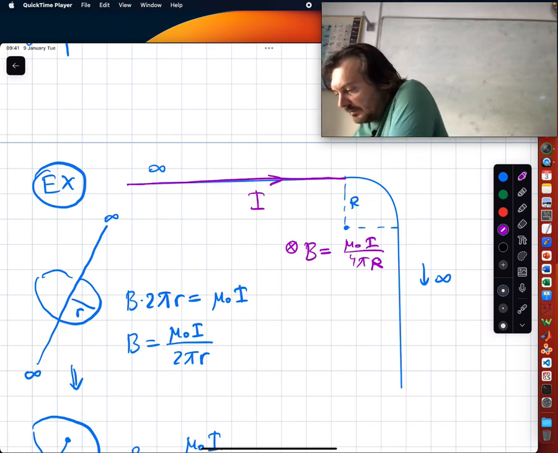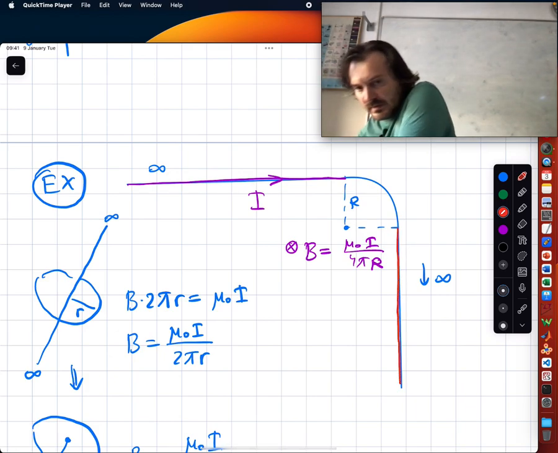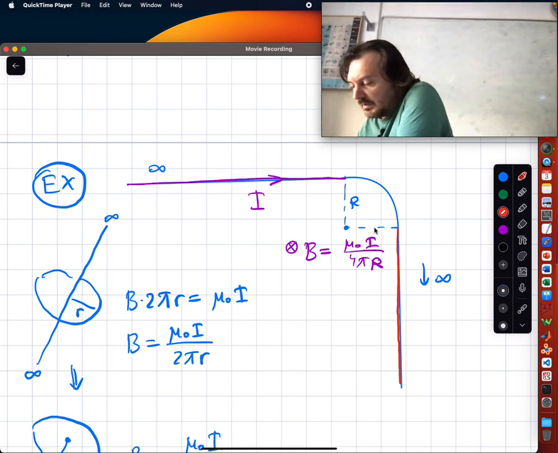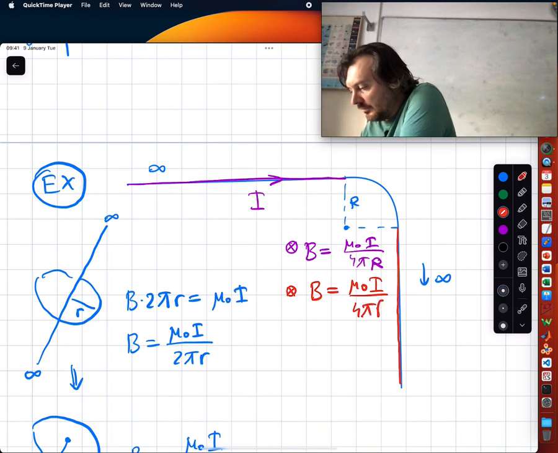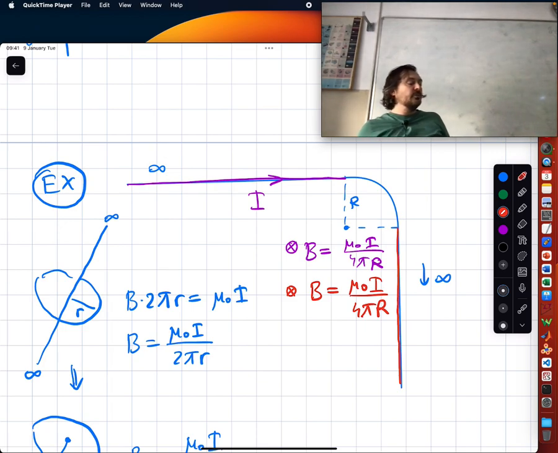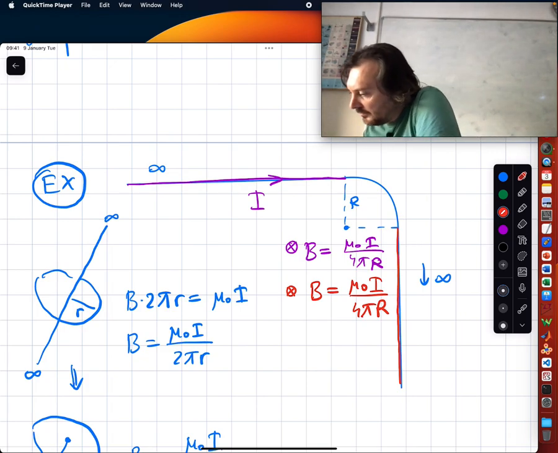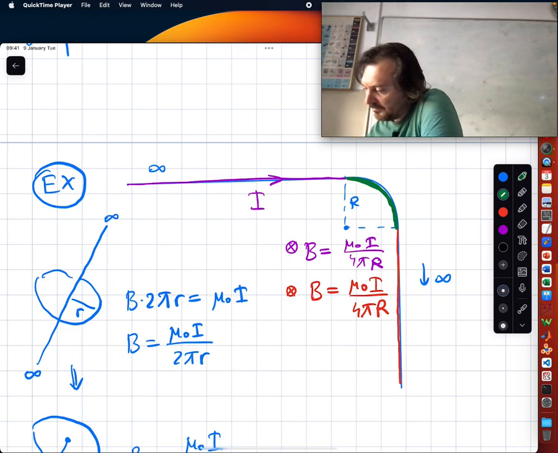How about the rest of the wire over here? Is it in the same direction? Yes, it is. Is it semi-infinite? Yes. Same thing. So it turns out that these two together account for the magnetic field B equals mu 0 I over 2 pi R in total. How about this green section over here? That needs to be solved separately.